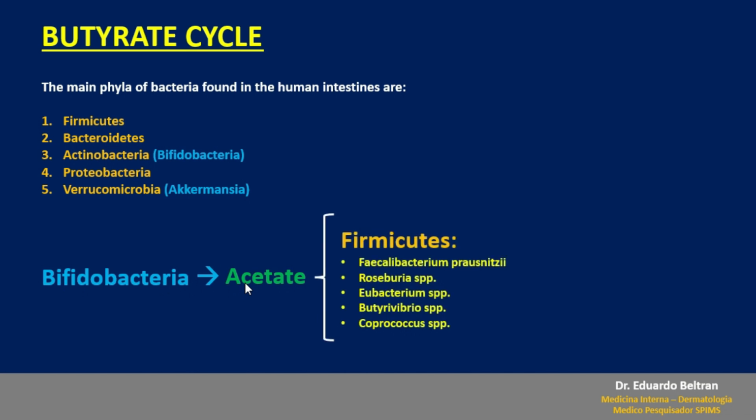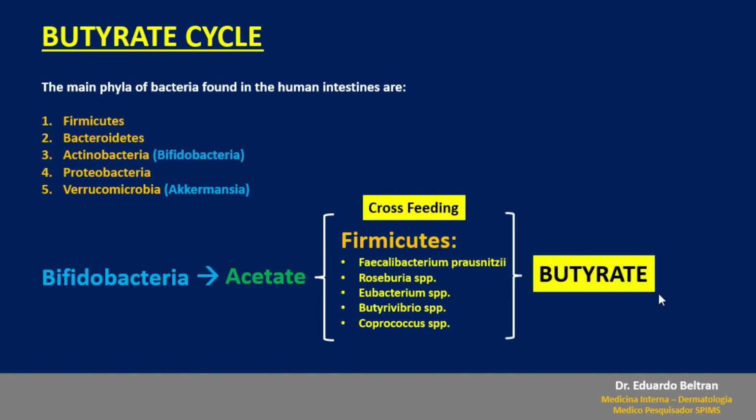And when acetate is made, this feeds a group of bacteria that belong to the phylum Firmicutes, and here we can mention Faecalibacterium prausnitzii, Roseburia, Eubacterium rectale, Butyrivibrio, Coprococcus. So we have a group of bacteria that interact with acetate that comes from Bifidobacteria through a process known as cross-feeding. When cross-feeding takes place, these bacteria, through fermentation, convert this acetate into butyrate.